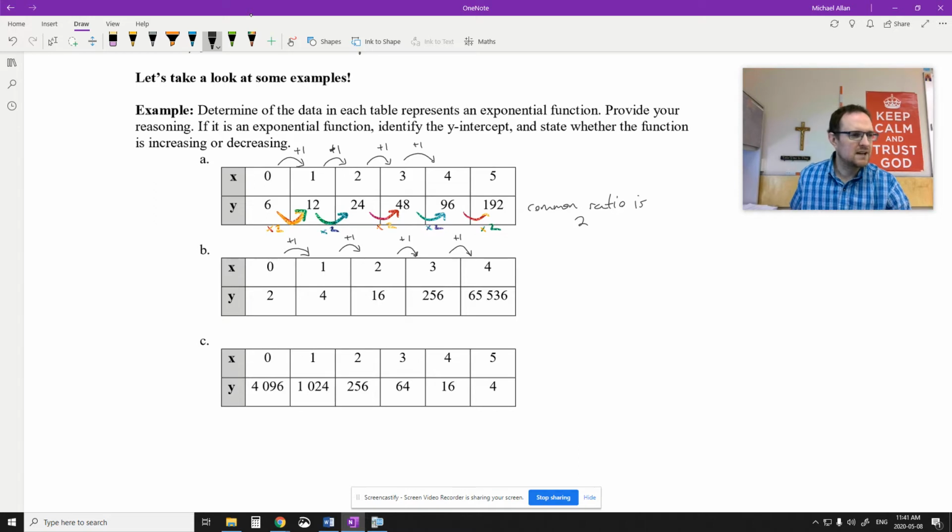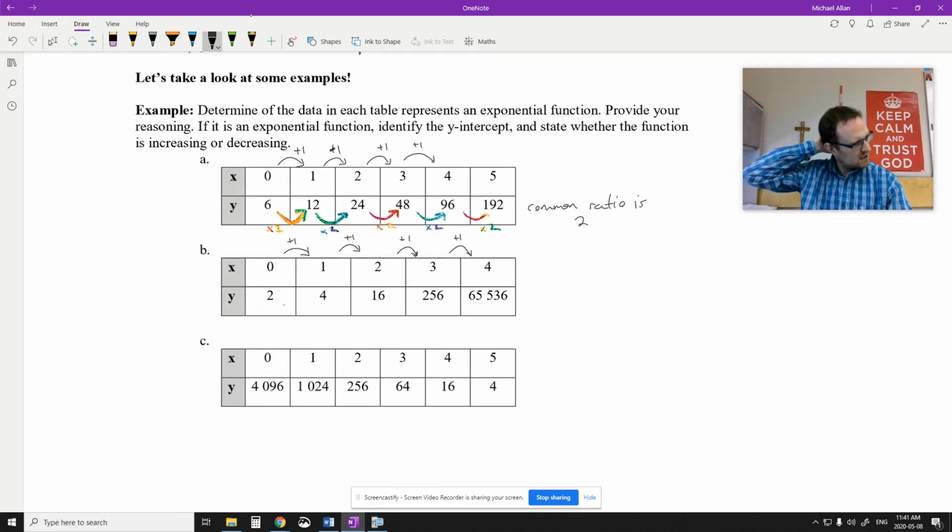To figure that out, you could just look at some of these numbers: times by 2, times by 2, times by 2. But you can always just take a term and divide it by the previous one. So 12 divided by 6, 24 divided by 12, 48 divided by 24, et cetera. They all end up being 2. So we have a nice common ratio of 2.